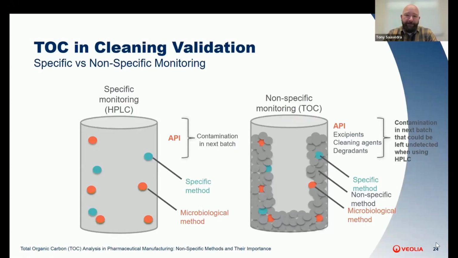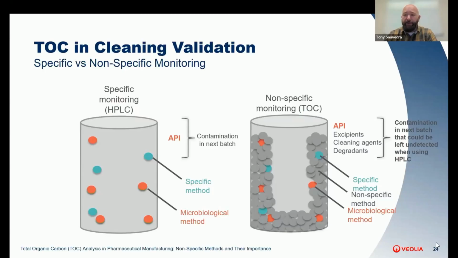First, let's define our terms. All right, so what is specific monitoring? That's when you're testing for a particular compound or contaminant, as you can see in the image to the left. Think HPLC to detect residues of a specific active ingredient. Non-specific monitoring, on the other hand, casts a wider net. It detects a broad range of substances without identifying them individually, as you can see in the image on the right. That's where TOC analysis comes in.